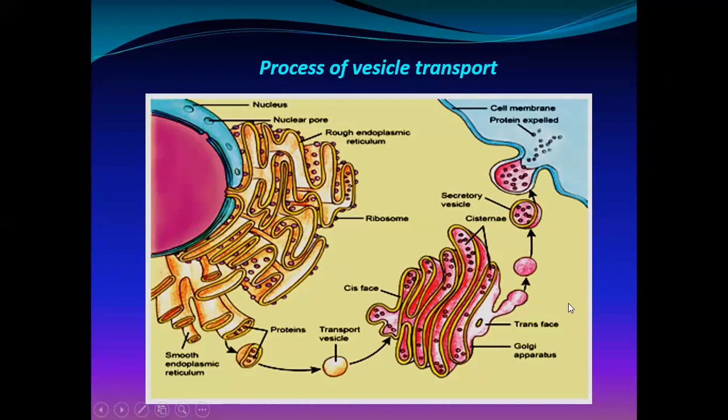The protein is tagged. Tagging of the protein means carbohydrate moieties are added, and some proteolytic cleavage takes place. Now the modified protein is sent out of the cell. So that is the process of vesicle transport.